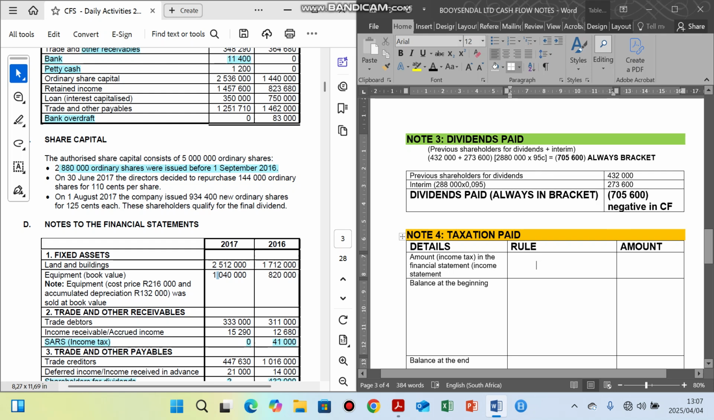Why in brackets? The important factor there is the money that is going out to shareholders. We are paying it out, so the movement of cash has gone out. That is why we are saying it should always be negative. Unlike cash and cash equivalents, note number 2, it can be positive, it can be negative depending on our movement in terms of cash.